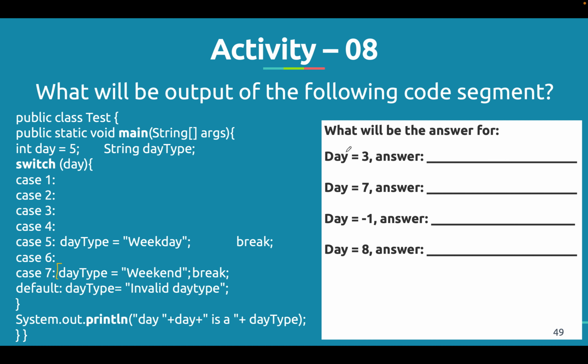So for example, for 5, it will be case 5. The day type is weekday, so what will be printed is day 5 is a weekday. For 3, it will also print day 3 is a weekday. For 7, it will print case 7, which is day type will be weekend. So day 7 is a weekend. For -1, it will print the default invalid day type. So day -1 is an invalid day type. And the same will go for 8.